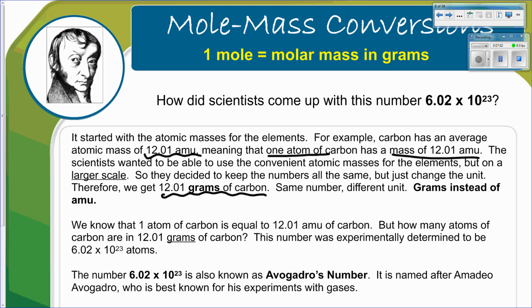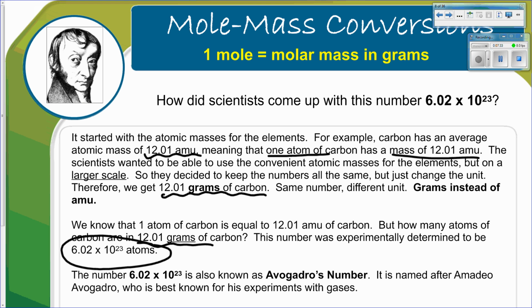So they know that 1 atom of carbon is equal to 12.01 AMUs, but how many atoms of carbon are in 12.01 grams? So if I came into the lab and I put 12.01 grams of carbon on a scale, they wanted to know how many atoms of carbon are in there exactly. And they experimentally determined that it's 6.02 times 10 to the 23rd atoms. And this number now we call Avogadro's number. And it actually now applies to any element.